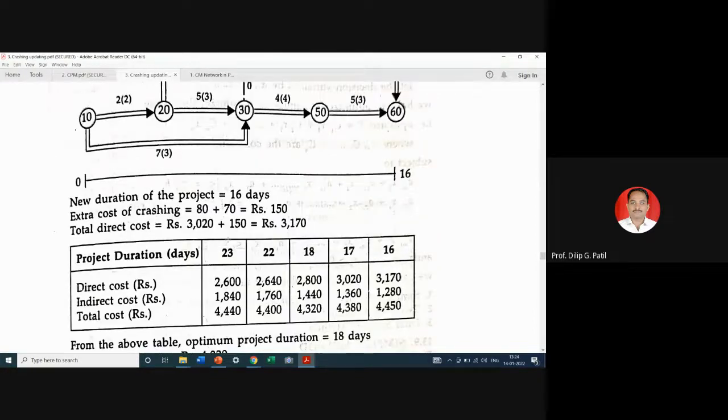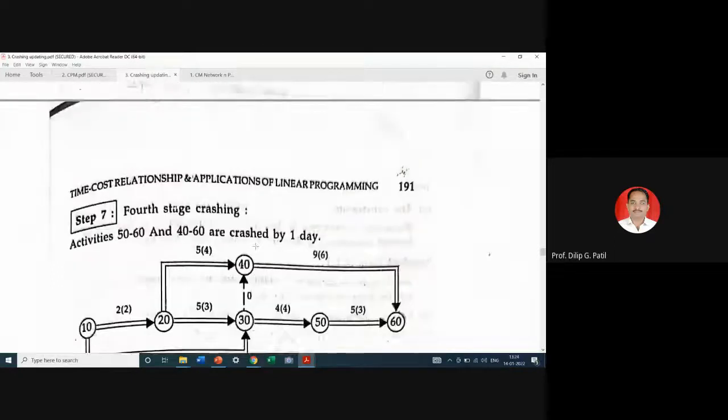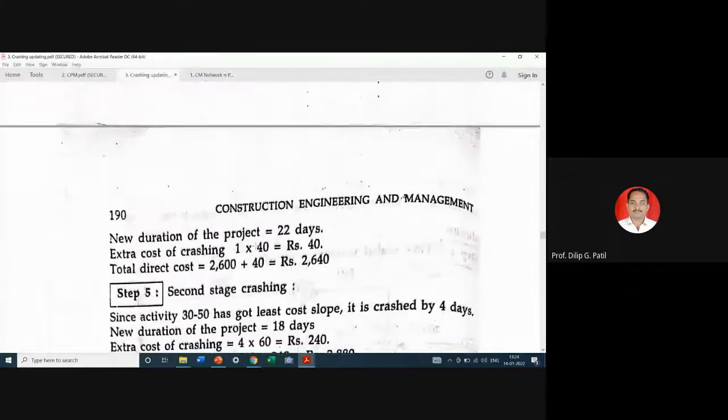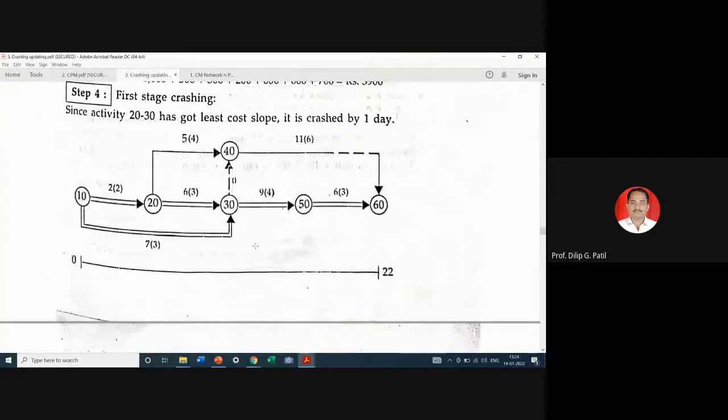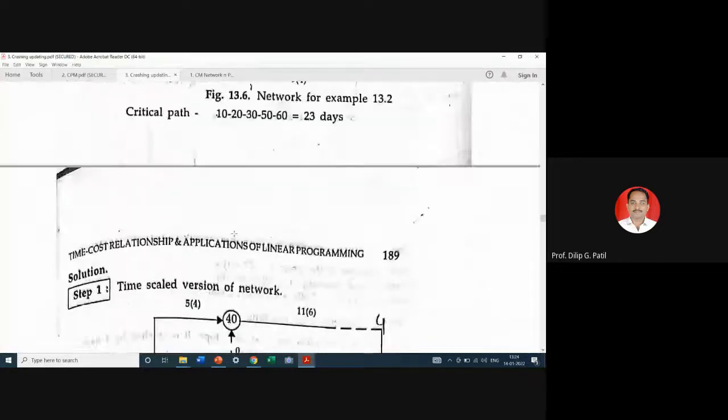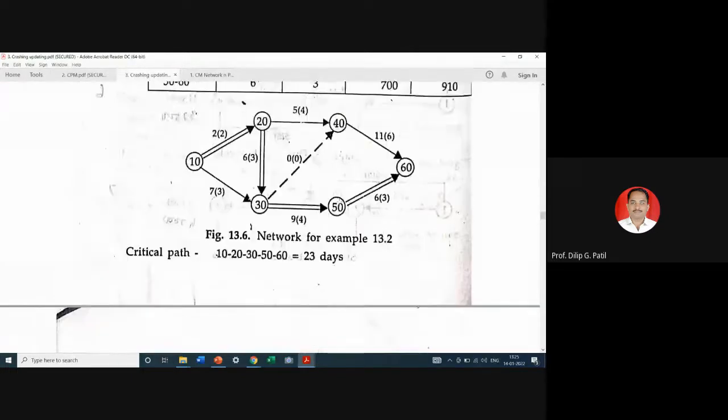I will explain one another numerical from other resources properly. Here is little confusion or the data is not matching. So in our next turn, we will see some more examples related to crashing and updating as well as CPM PERT and some numericals from the GATE examinations conducted till now.